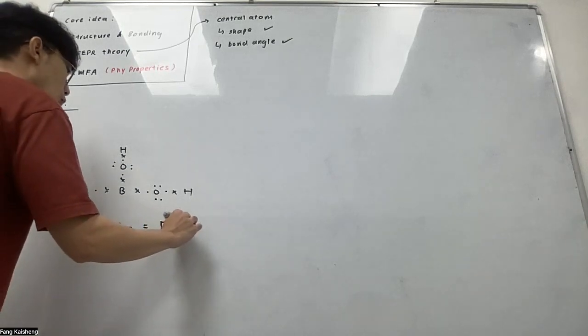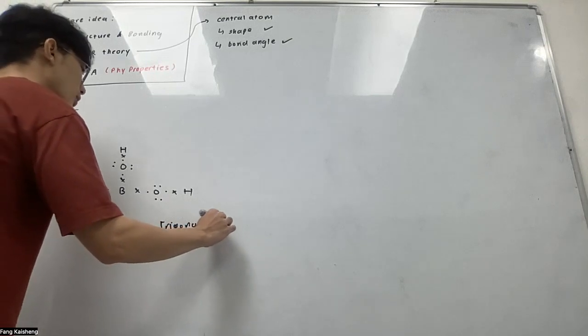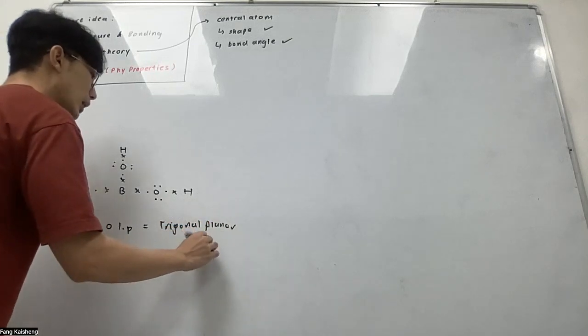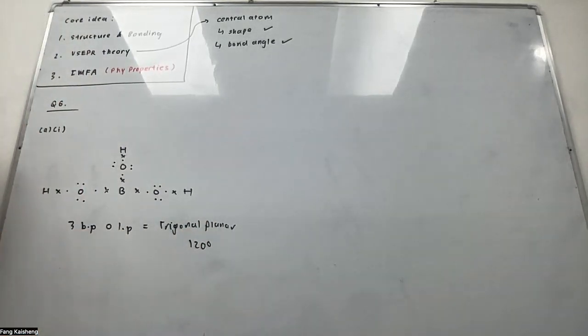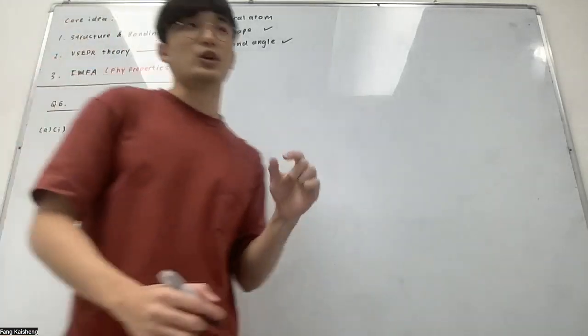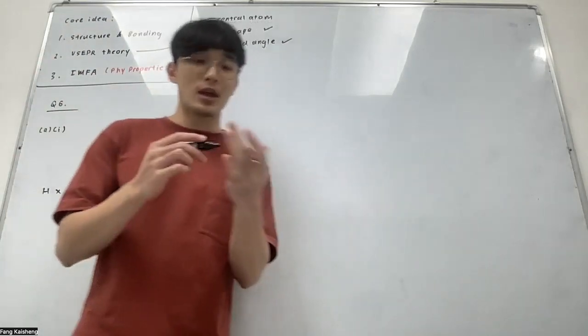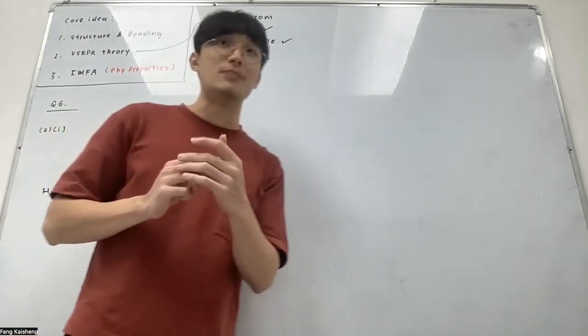Trigonal planar, which has a bond angle of 120 degrees. Okay, over here the question is asking about both, so you need to answer both as well. But this is not the full explanation yet. How do you explain this question? Now take note, guys. They look at the first half of this question. You need to highlight this part with reference to VSEPR theory.